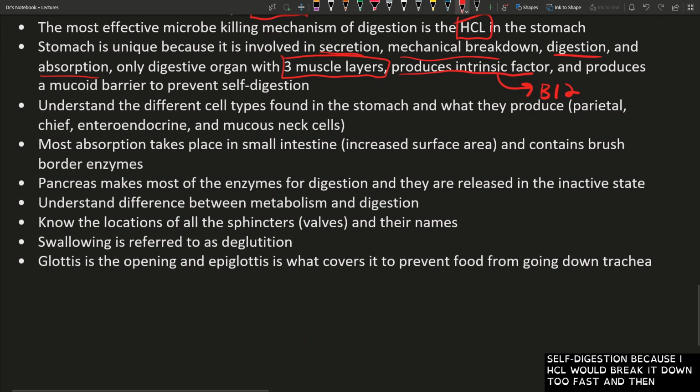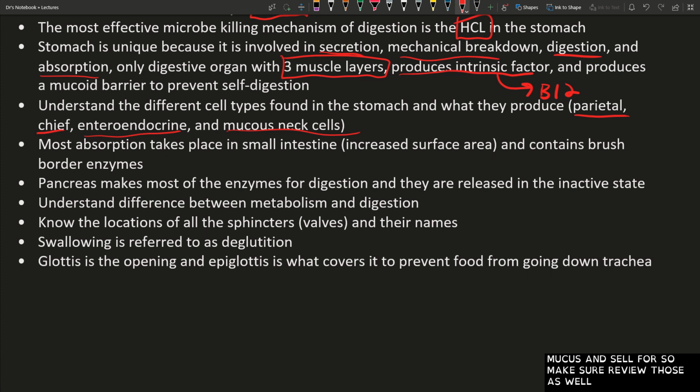And then in the stomach, we have different cells that are found in it. So make sure you understand what each of these cells is producing, like parietal cells producing HCl, chief cells, enteroendocrine cells producing hormones, mucous neck cells producing an acidic mucus, and so forth. So make sure we review those as well.